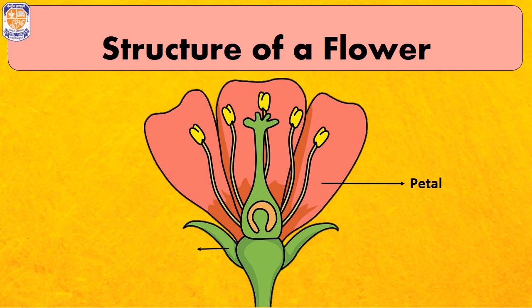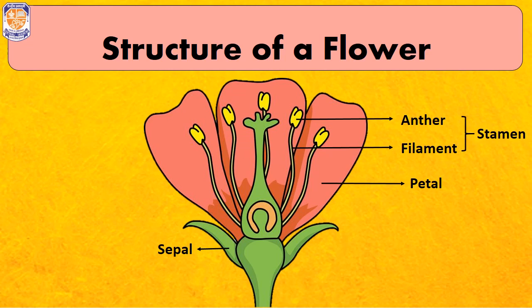Then the green colored portion right below the petal are known as sepals. They are used only when the flower is in the bud stage. Then this yellow colored part that you can see is known as the anther of the flower, and right below the anther there is a thin thread like stalk which is known as filament. So both anther and filament, they make up stamen. So this entire structure, from the head of this yellow colored structure till the end of this filament, is known as stamen, and stamen is the male reproductive part of a flower.